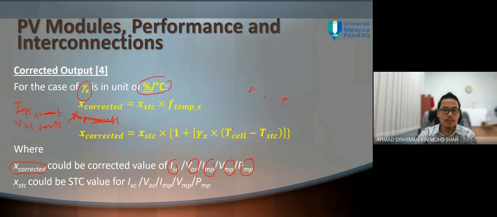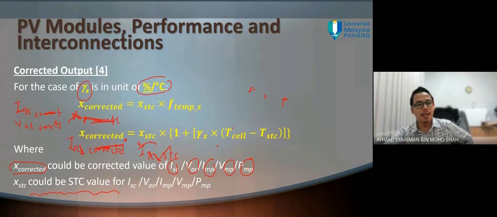X STC can be the ISC value, VOC value, IMP value, VMP or PMP value, the STC value for these values from the datasheet. It can be any of them. For the earlier example, let's say I decide on ISC corrected, so ISC STC. If VOC corrected, then VOC STC.